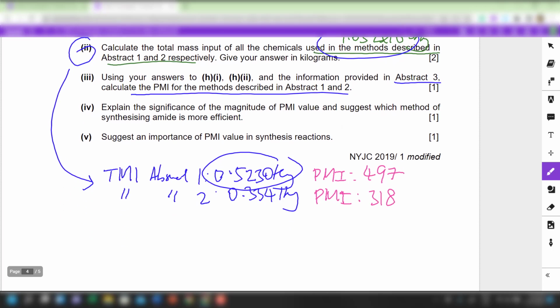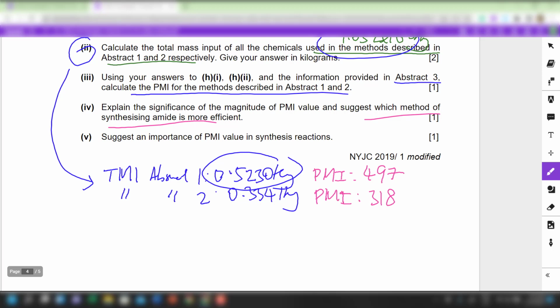And then for part 4, explain the significance of the magnitude of PMI values and suggest which method of synthesizing amide is more efficient. Obviously the lower the PMI value, the better, the more efficient will be the methods. Therefore abstract 2 is more efficient as the PMI value is lower.